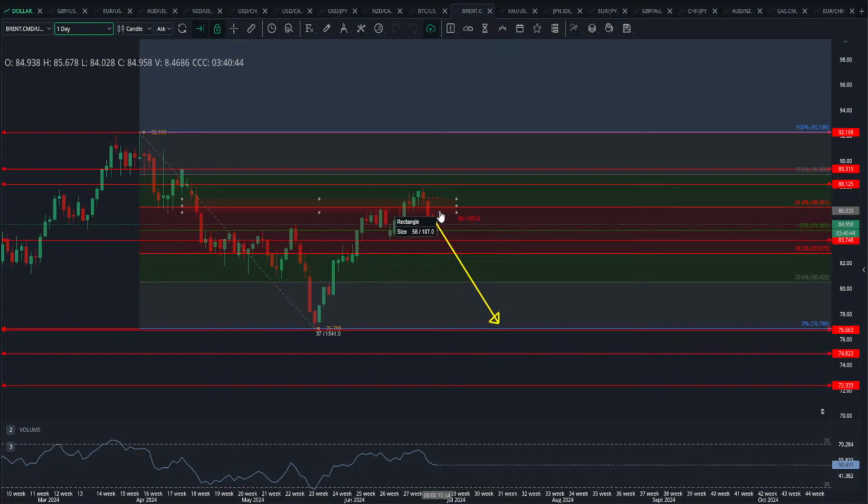This may be a new head and shoulder pattern here, where the price goes towards this level of 86.31 and then falls back from here. This is what my expectation is.